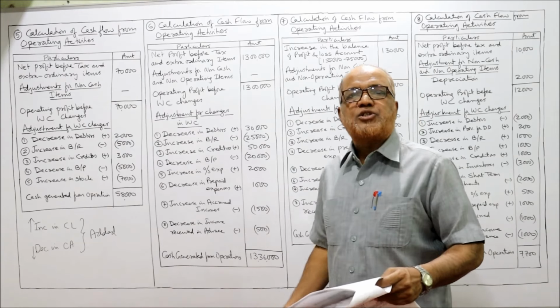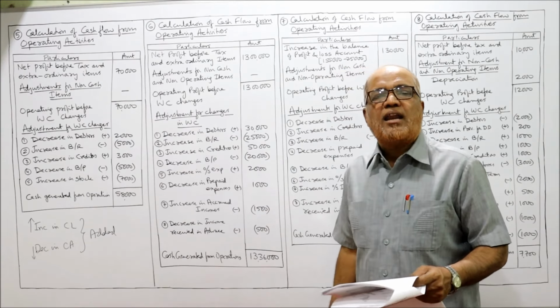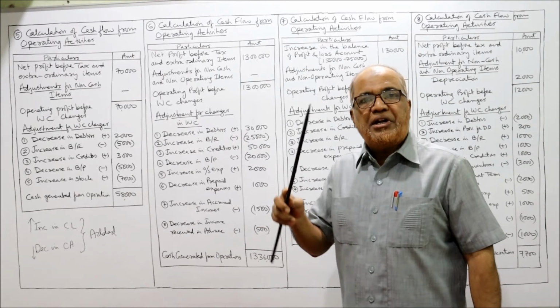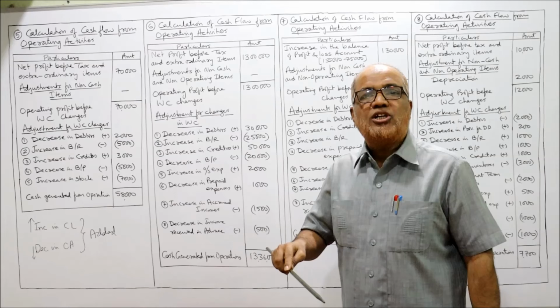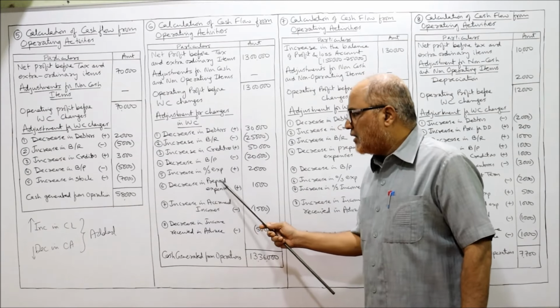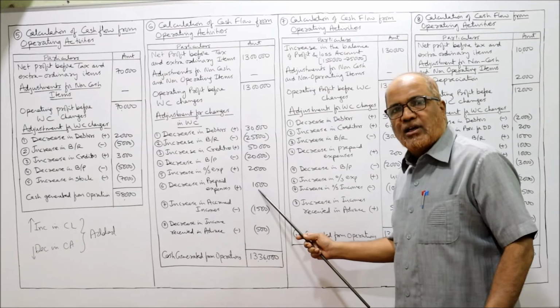Next comes prepaid expense. Prepaid expense is a current asset. Last year 8,000, current year 7,000. A decrease in current asset should be added. So decrease in prepaid expenses, added 1,000.